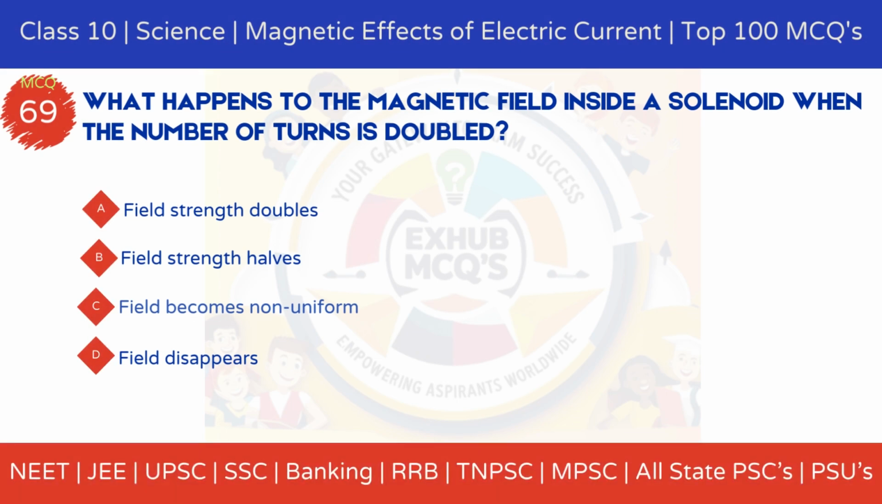Question 69. What happens to the magnetic field inside a solenoid when the number of turns is doubled? Option A, field strength doubles. Option B, field strength halves. Option C, field becomes non-uniform. Option D, field disappears.